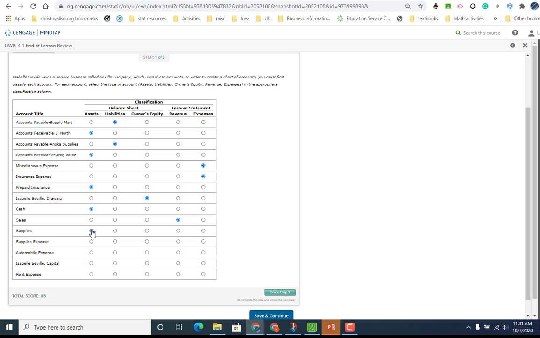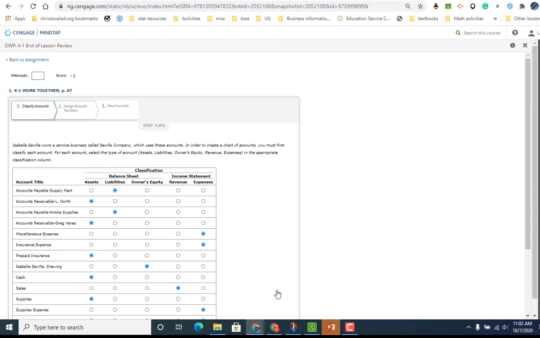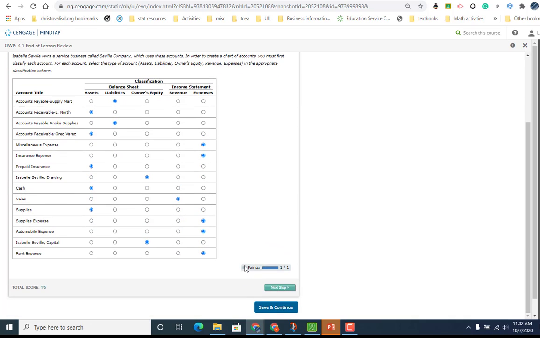Supplies is an asset, but the expense for supplies is over in expense. Automobile expense is an expense. Capital is an owner's equity. Rent expense is an expense. Grade step 1. Now let's go on to the next step.